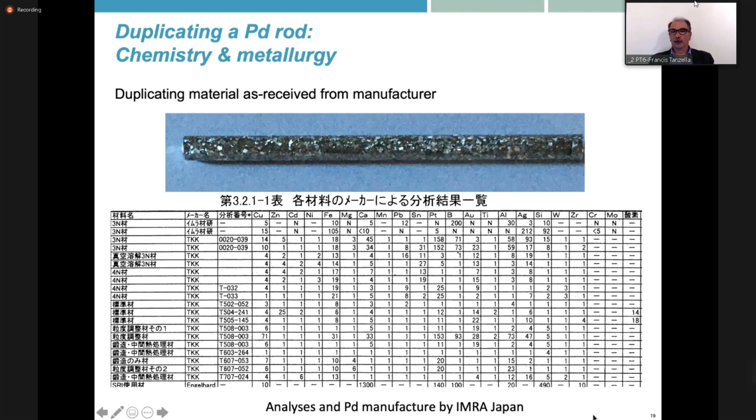21 different elements were analyzed for. With the right capability, you can reproduce a desired material that may no longer be available. The details shown are not important, but using these chemical analyses, in addition to their other materials analyses, IMRA Japan was able to reproduce one of those materials. I show that in the upper photograph. Many other palladium rods were produced using these analyses for the NHE lab in Sapporo.